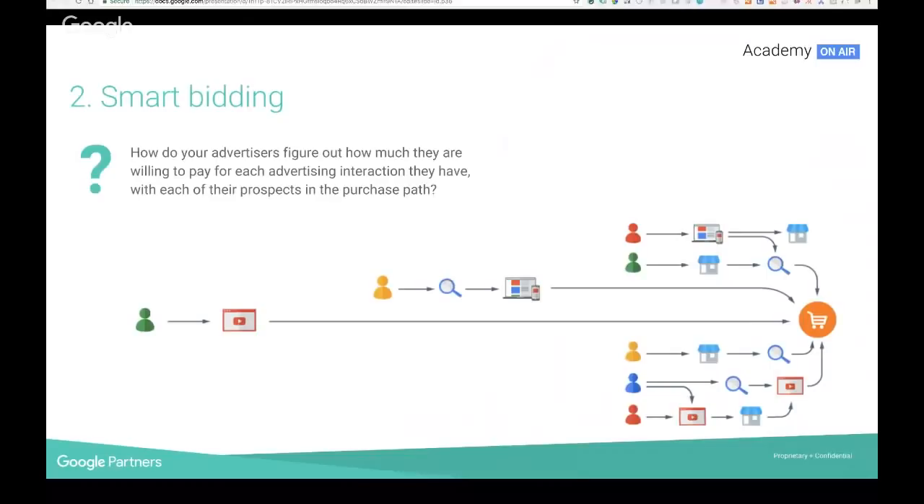For smart bidding, as I already said, we help you determine who is a very important customer for your business and who is less likely to buy from you. And based on that data, we will serve an ad at the very top or at the very bottom.